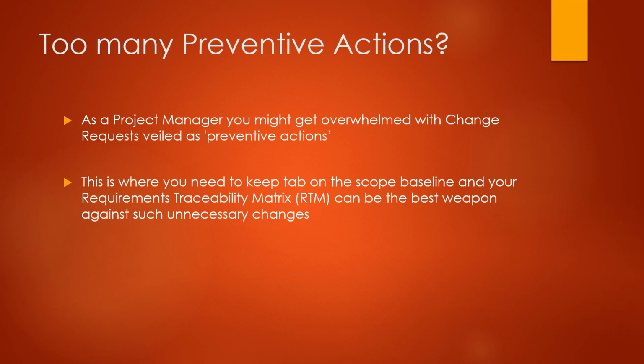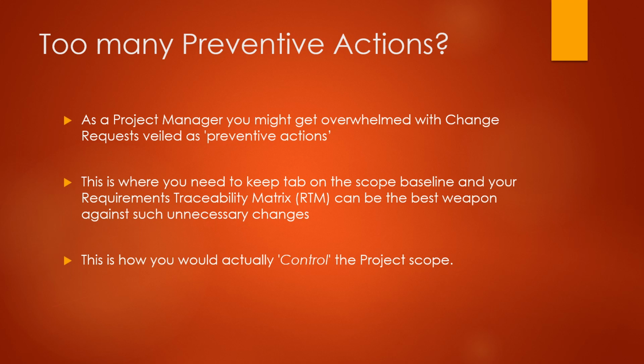And you need to make sure that if there are change requests which are wheeled as preventive actions, right, they should be handled correctly. And your scope baseline and your RTM, they are going to be your best weapons against such unnecessary changes which might pop up. This is how you would actually control the project scope. This is where you will actually control your project, control your project team.